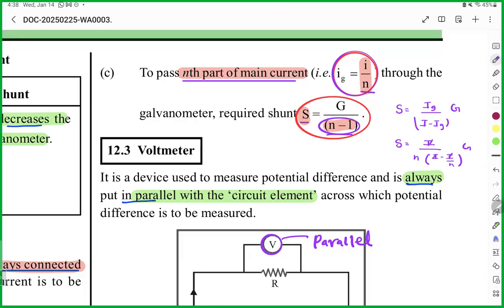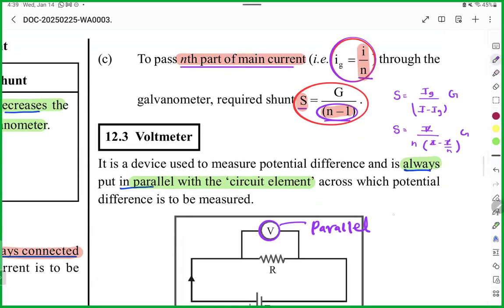Yes or no, guys? Is this correct? Are we getting the same answer? 1 by n. It will be n minus 1 by n, so S is G by (n minus 1). Yes. Any doubt? It's just that you kept the value of Ig as I by n, because you will get only such numerical problems: the nth part of the main current, the 50th part of the main current, the 25th part of the main current. These are very common numbers.